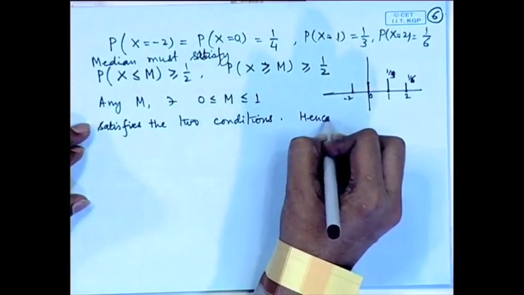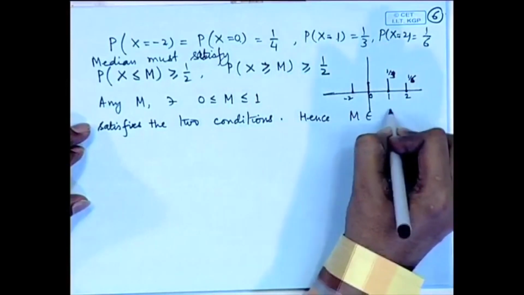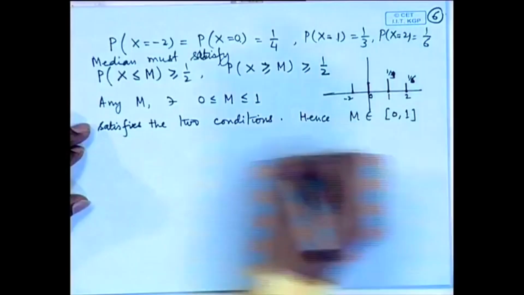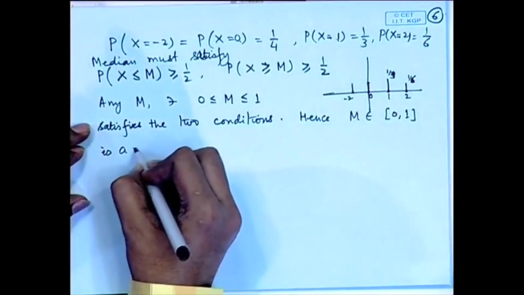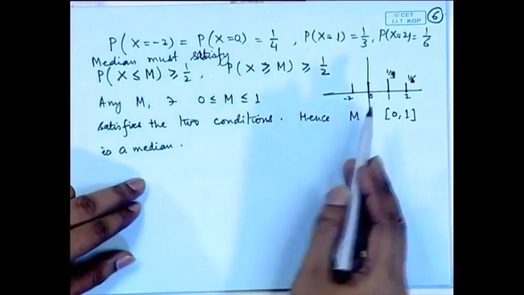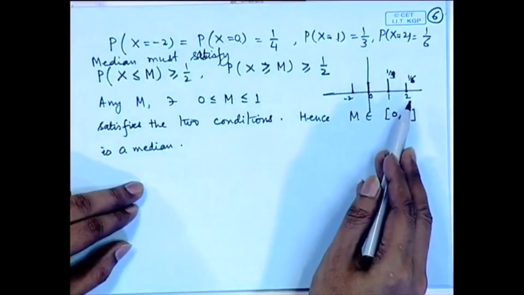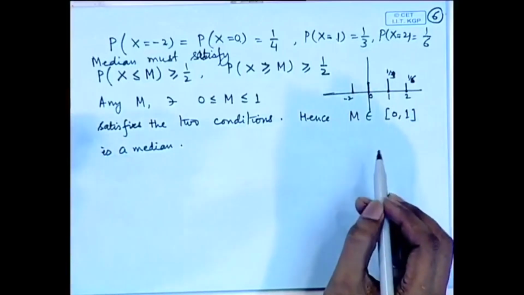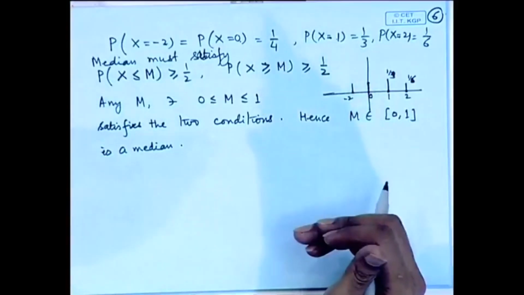Hence, m belonging to 0 to 1 is a median. So, this is a case where the median is not unique. In particular, in discrete distributions, we may not have a unique quantile. In the continuous random variable case, there will be a unique quantile.